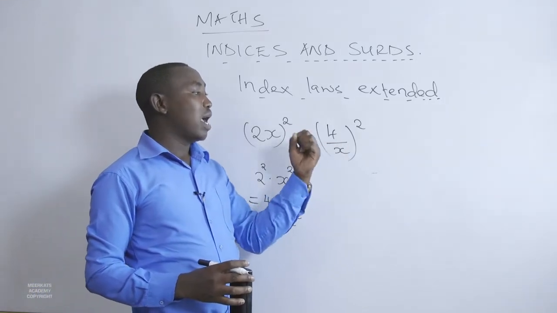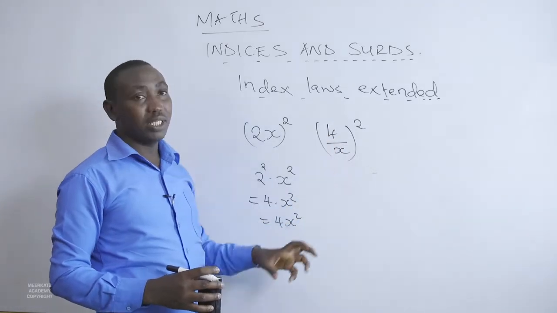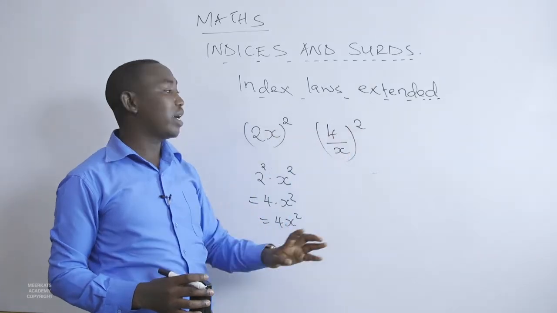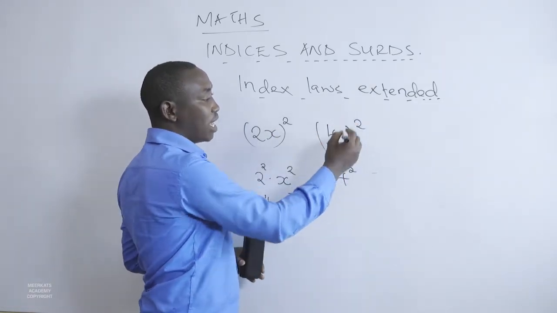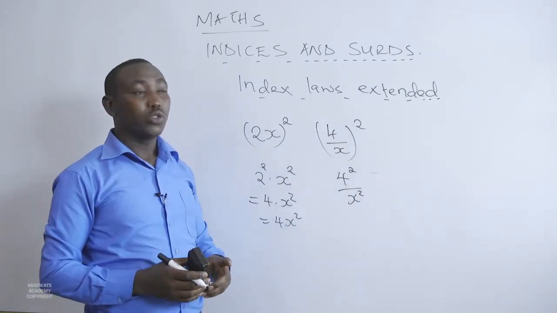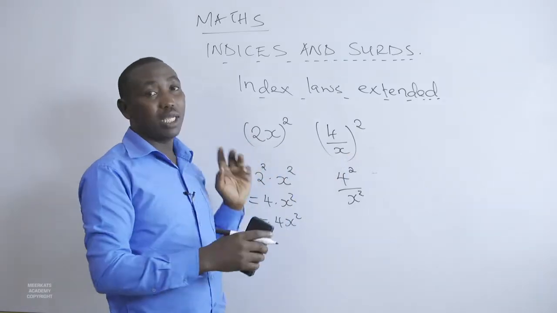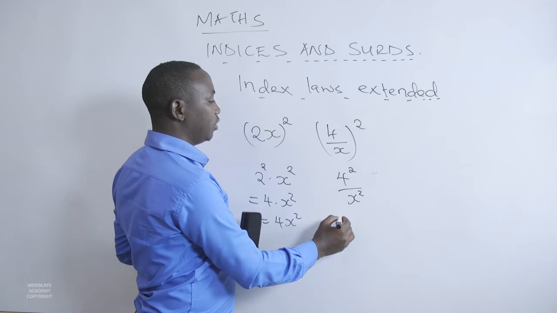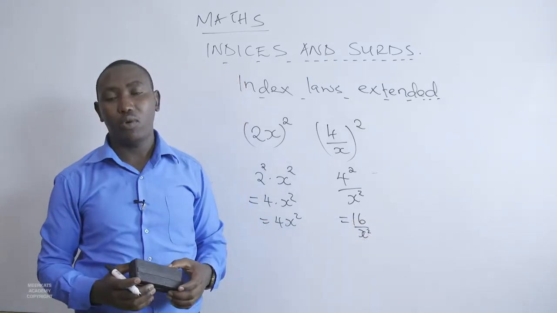In this other case, the same is going to be applied. Inside the brackets, we have 4 over x. To evaluate this, we should understand that this power is going to affect everything inside the brackets, and therefore 4 will be affected by the power of 2, and x will also be affected by that power of 2. So it is independent. Whether we are multiplying or dividing, the power outside the brackets affects every content of that particular bracket. So this will give us 16 all over x squared.